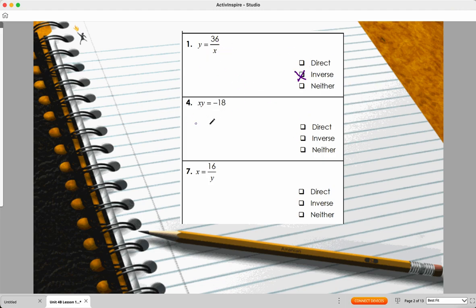But the key to looking at number 4 is looking at the equation. If it's not solved for y equals, it's not ready to be checked. So the first thing you've got to do is divide by x to find that y is equal to negative 18 over x. And you can see that, again, that's inverse. Take a moment and see if you can figure out how to do number 7.